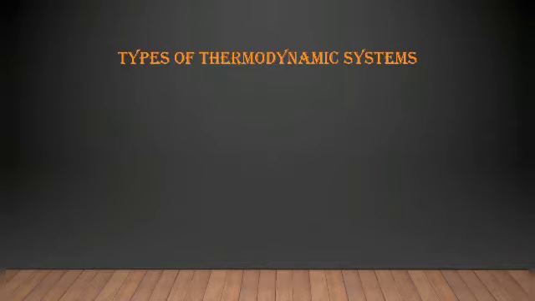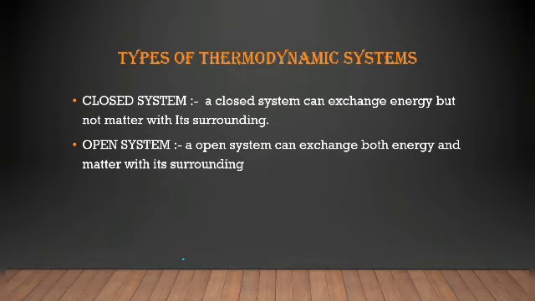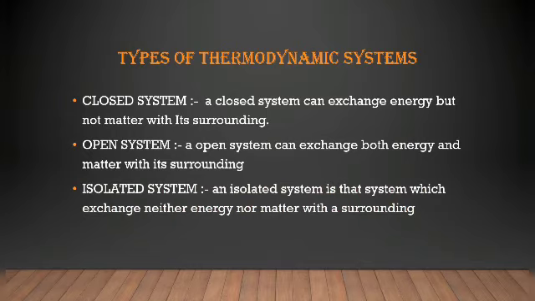Now we see the types of thermodynamic systems. First one is the closed system. A closed system can exchange energy but not matter with the surroundings. Next one is the open system. An open system can exchange both energy and matter with the surroundings. And the last one is the isolated system. An isolated system is that system which exchanges neither energy nor matter with the surroundings.